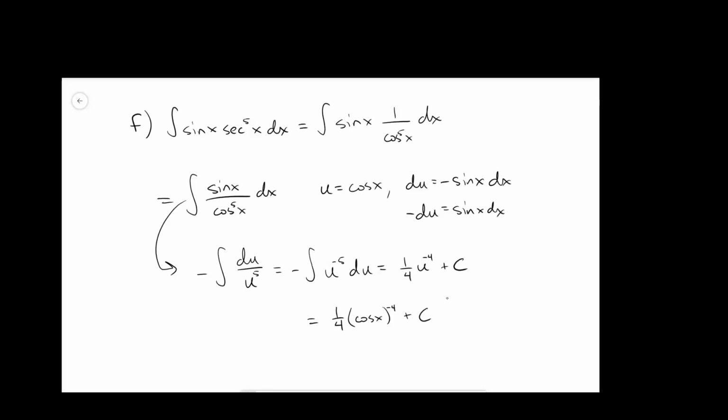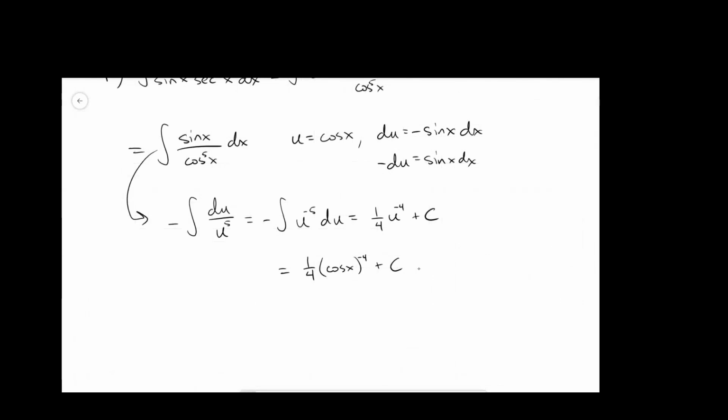And then based on our substitution, that's 1/4, what was u, cosine x to the minus 4 power. Well, a minus 4 power is better done with a positive power. We can write it as 1 over 4 times cosine to the 4th. But then that is better done with not having any trig function in the denominator and just writing it as secant to the 4th. So there we go. 1/4 secant to the 4th.